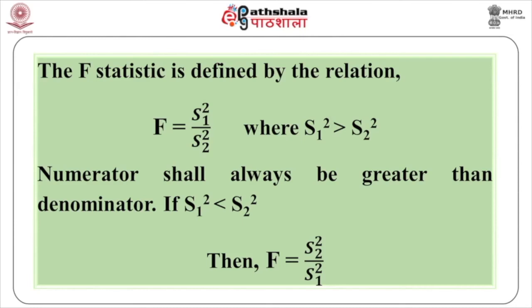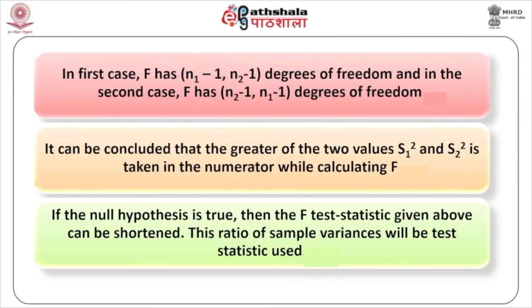The F statistic is defined by the relation F equals S1 squared divided by S2 squared, where S1 squared is greater than S2 squared. The numerator shall always be greater than the denominator. If S1 squared is less than S2 squared, then F equals S2 squared divided by S1 squared. In the first case, F has n1 minus 1, n2 minus 1 degrees of freedom, and in the second case, F has n2 minus 1, n1 minus 1 degrees of freedom.